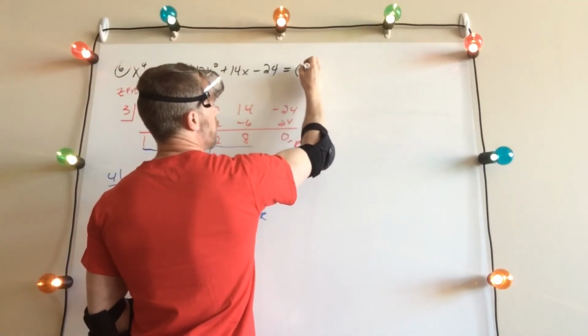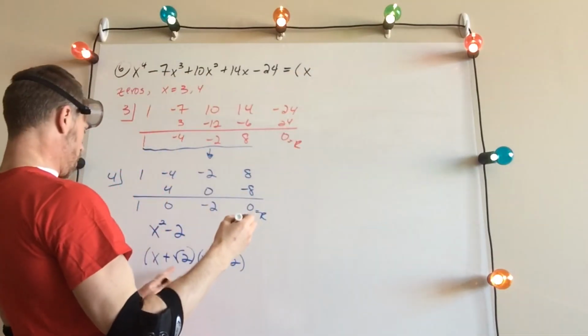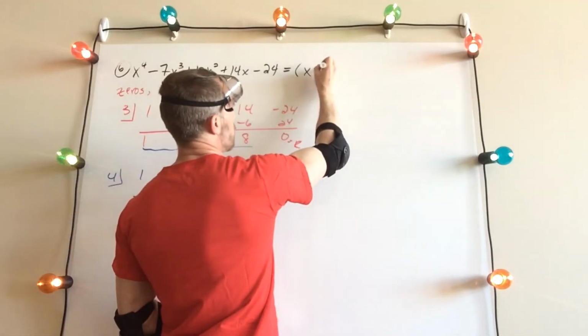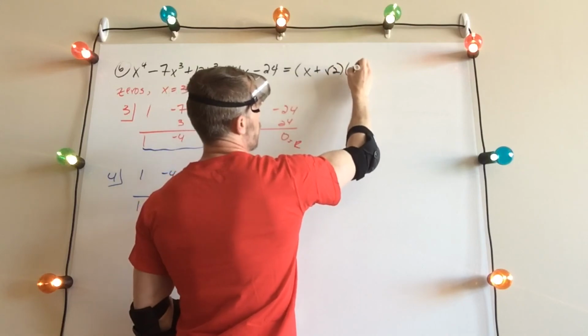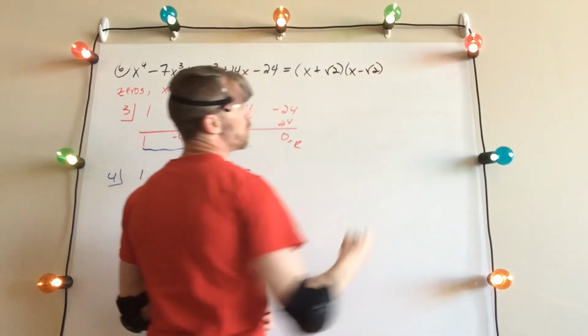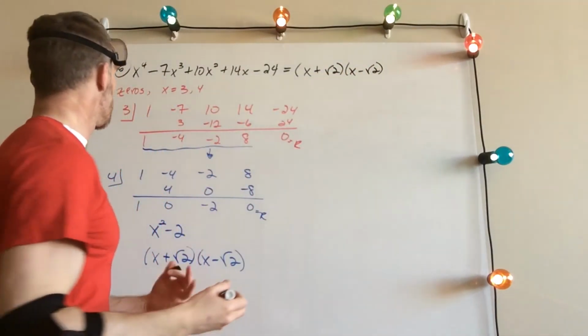All right, so overall, if we wanted to factor this completely, then again, we had 4 factors. We had x plus radical 2, x minus radical 2, and then it was always x minus the 0.